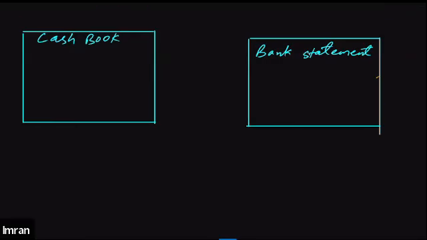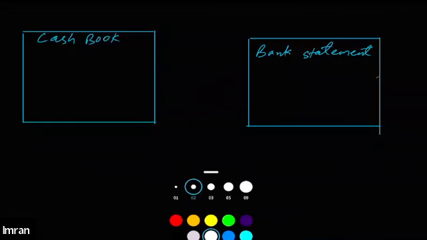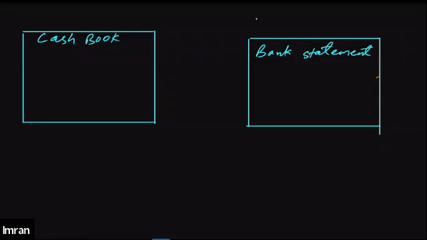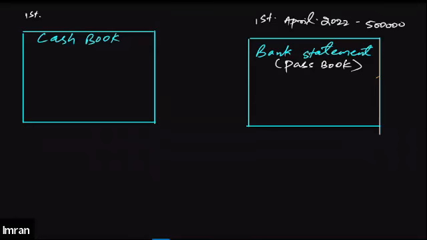So let's suppose this is cash book and this is a passbook. At the beginning of the month, let's suppose on 1st of April 2022, the bank statement, or you can also call it passbook, of the business was showing a balance of rupees 5 lakh. And on the same day, 1st of April 2022, the cash book which is maintained by the business is also reflecting the same balance. You need to understand, cash book is maintained by the business, passbook is maintained by the bank.